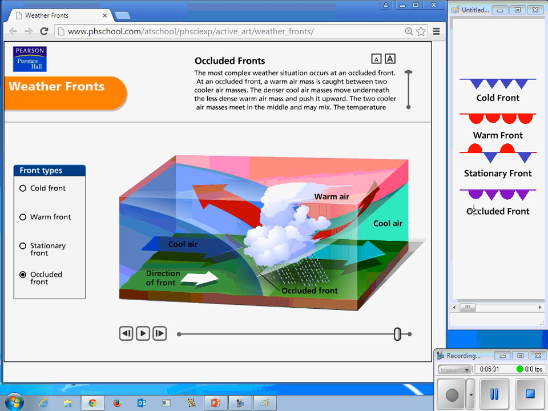The symbol for an occluded front is drawn in purple and is just alternating triangles and circles in the direction of the front movement. So that's all you need to know. You need to know the symbols for each of the fronts and what kind of weather they bring.